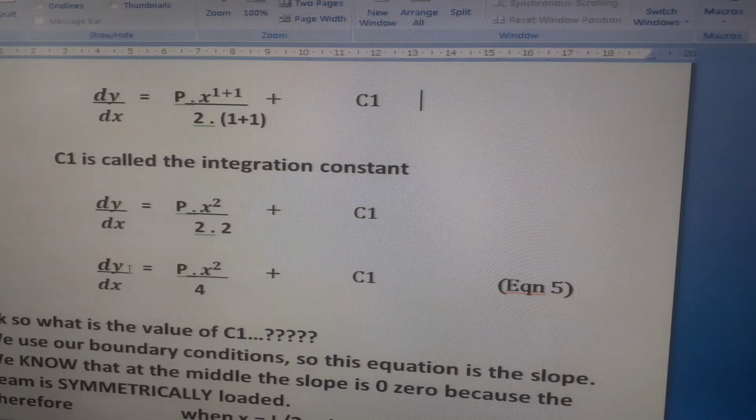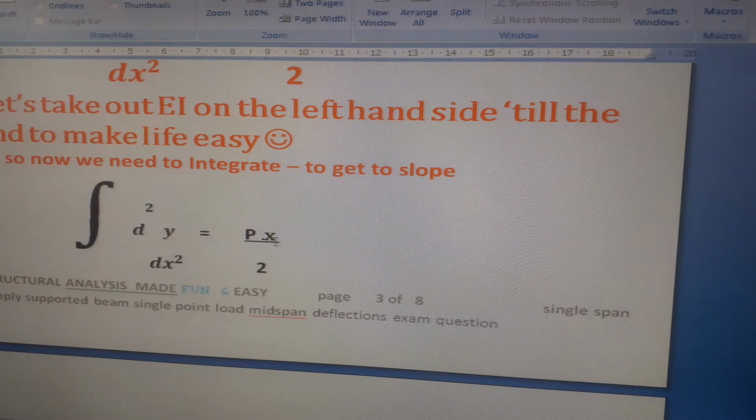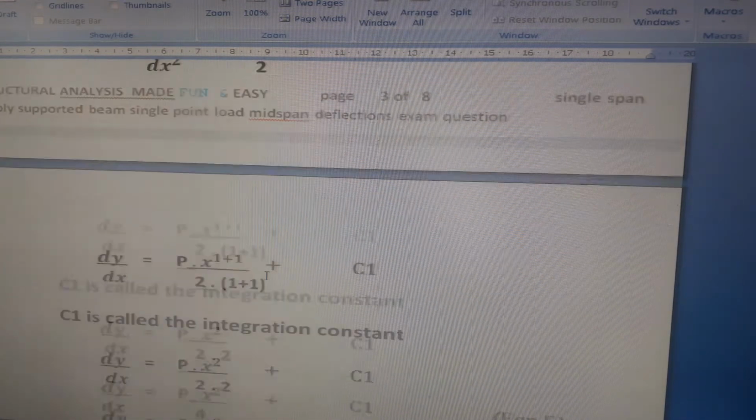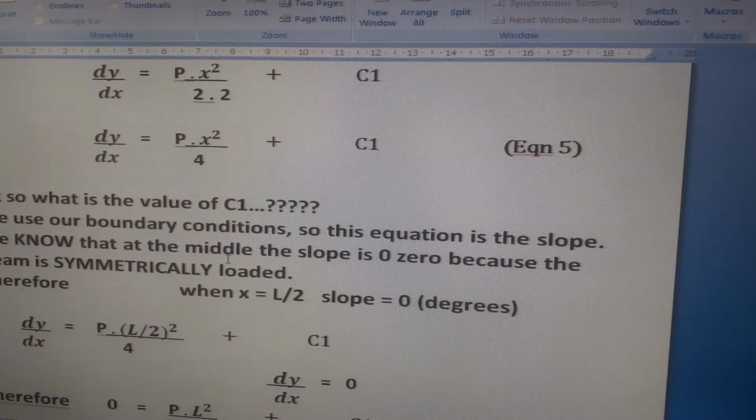So dy over dx equals Px squared over 4 plus c1. So that's the most important thing to remember. We've got M is equal to Px over 2 and slope equals Px squared over 4 plus c1. Okay, so what is the value of c1?